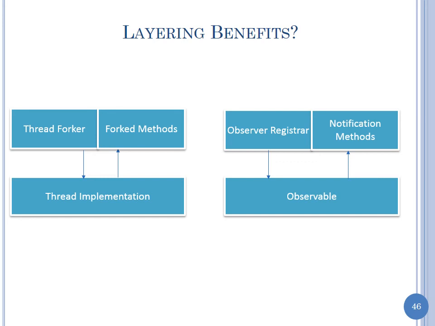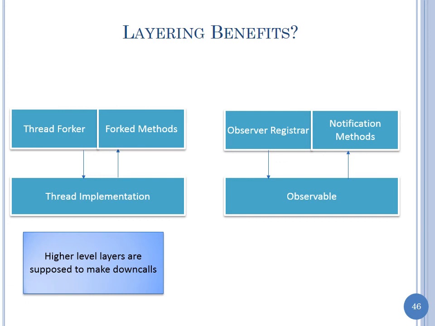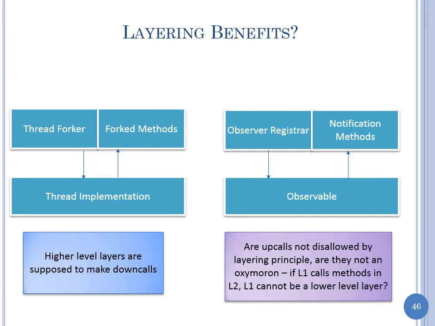So have we lost the benefits of layering? Are we cheating? What's going on here? Higher level layers are supposed to make down calls. Are up calls not disallowed by the layering principle? Are they not an oxymoron? I mean, if you can make an up call, then that's not a layer. You define what is a layer by looking at the call structure, and if the calls are going both ways, then that's not a layered system at all. So that's the question for you.